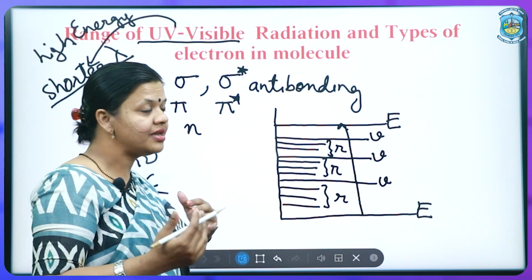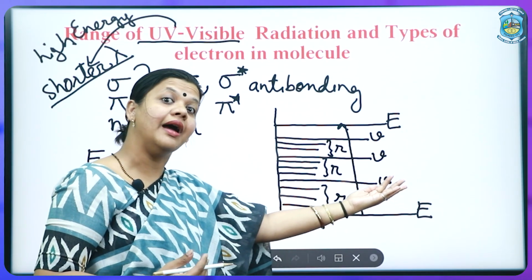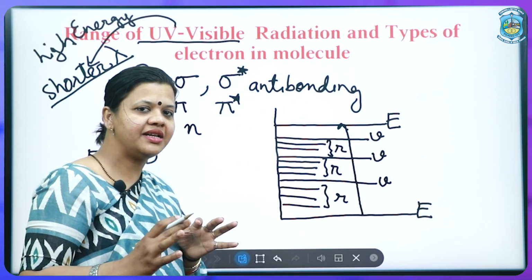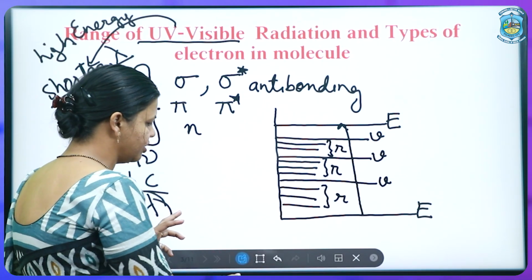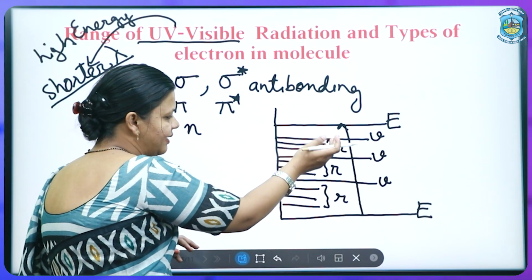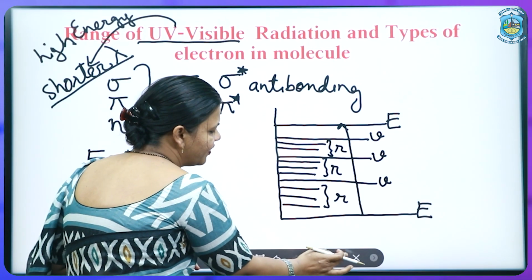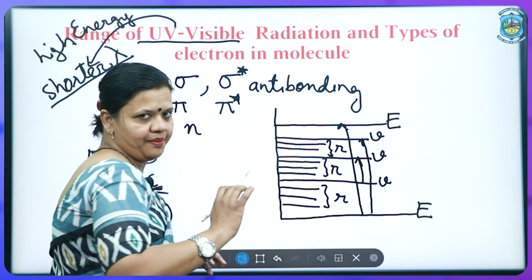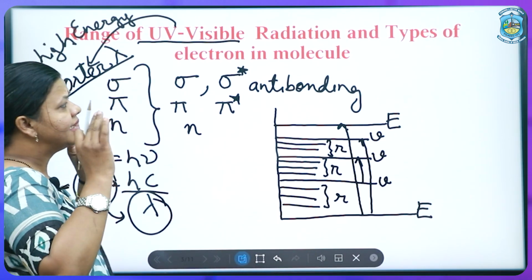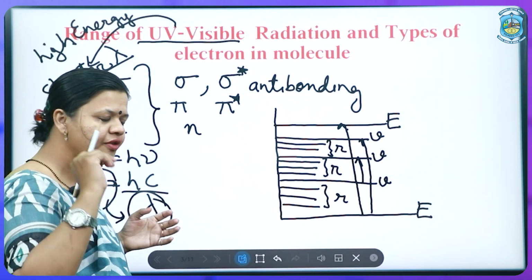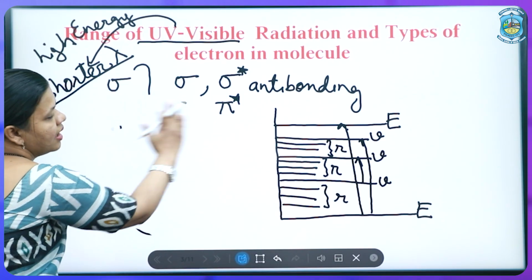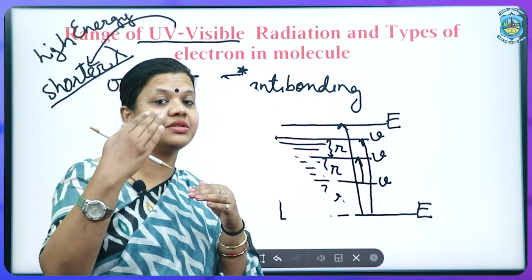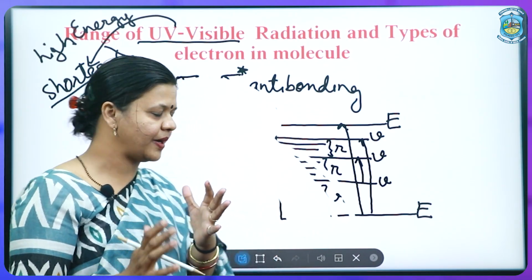Whereas the other radiation that falls after this, that is the IR radiation, has comparatively lesser energy. So when we talk about IR radiation, it has the ability to cause transition, but not of the electronic level. It causes transition in the vibrational levels, from one vibrational level to another vibrational level. So here we have seen that the types of electrons present in the molecule are of 5 types. Now let us see what different transitions are possible among these different types of electrons in UV visible spectroscopy.